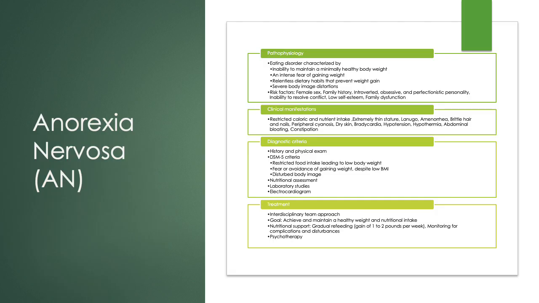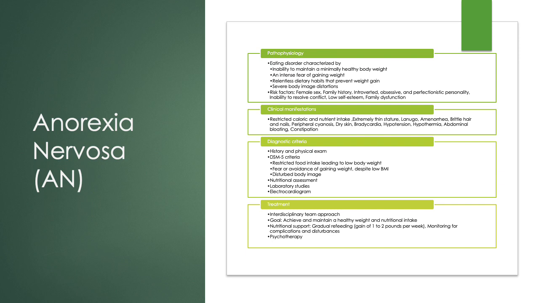The next disease that we'll talk about is anorexia nervosa, and this is an eating disorder characterized by the inability to maintain a healthy body weight. So you have an intense fear of gaining weight, you have very destructive habits, and severe image distortions regarding your own body. So with anorexia nervosa, not only is it a nutritional disorder, but it is considered a psychiatric disorder because of those intense image distortions and obsessions with perfection and having the perfect body.